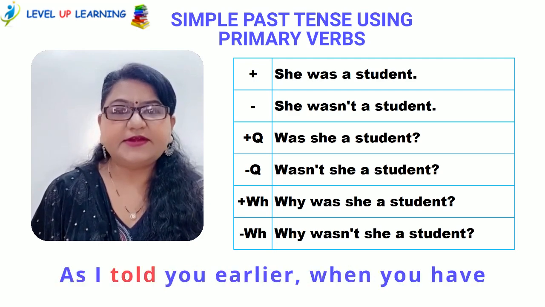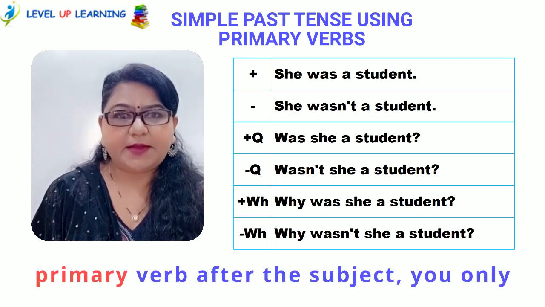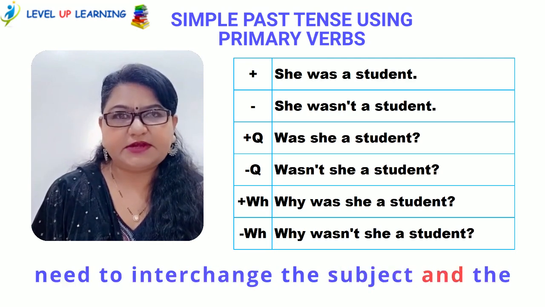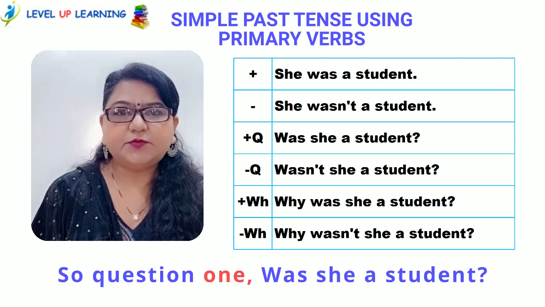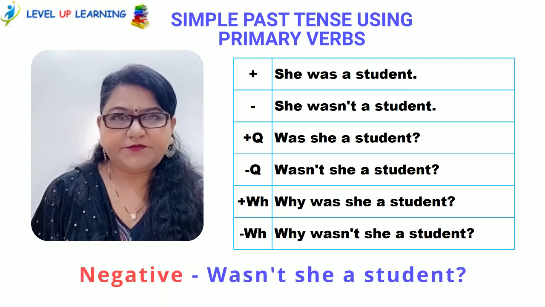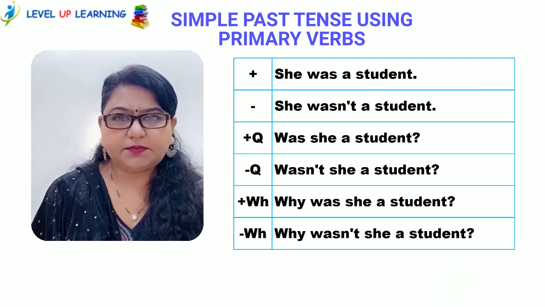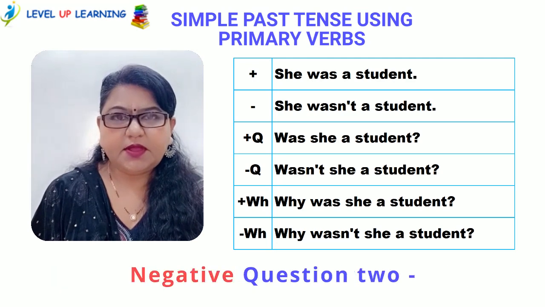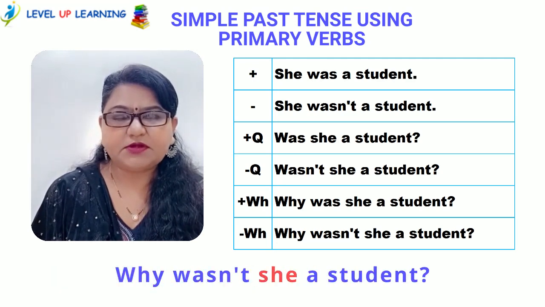Question 1, as I told you earlier, when you have primary verb after the subject, you only need to interchange the subject and the primary verb. So question 1, was she a student? Negative, wasn't she a student? Question 2, why was she a student? Negative question 2, why wasn't she a student?